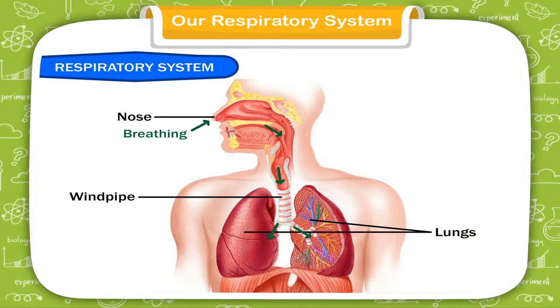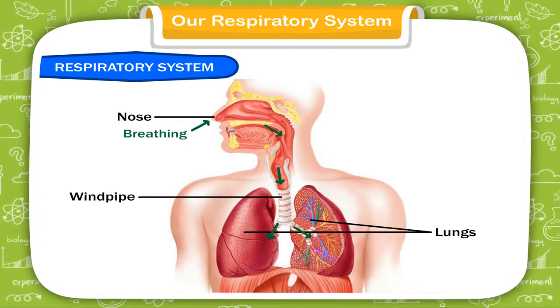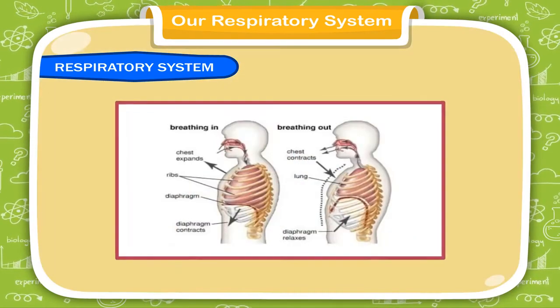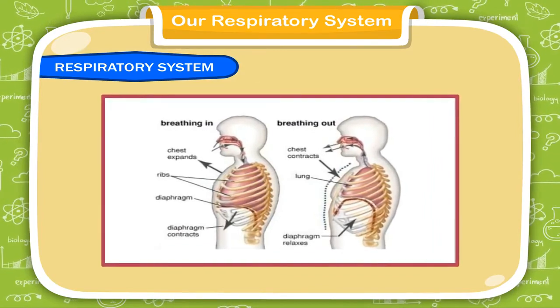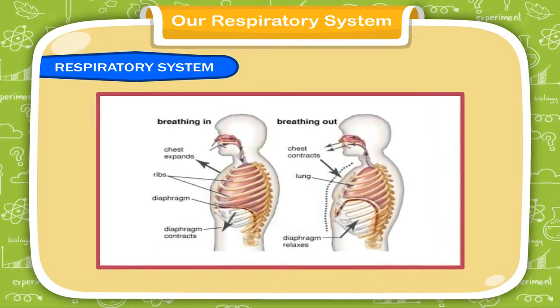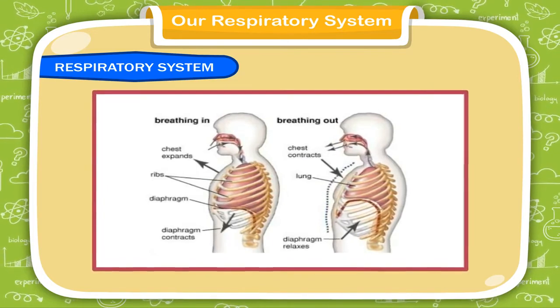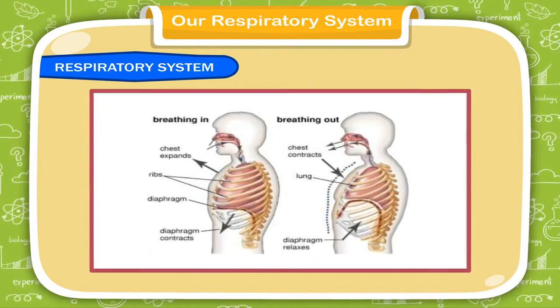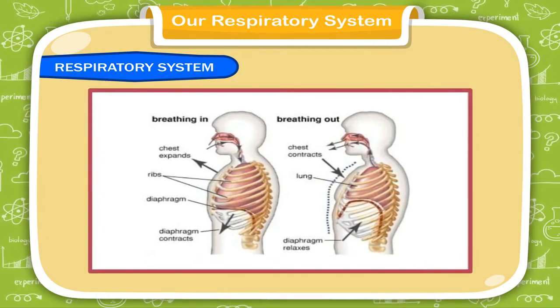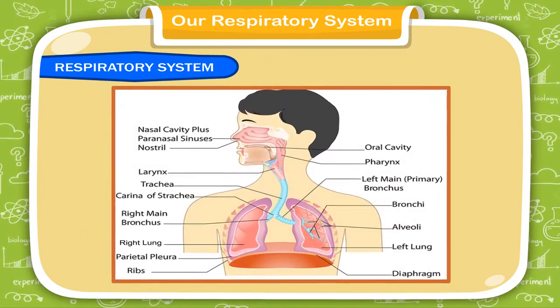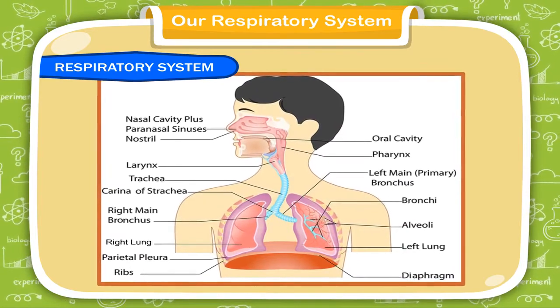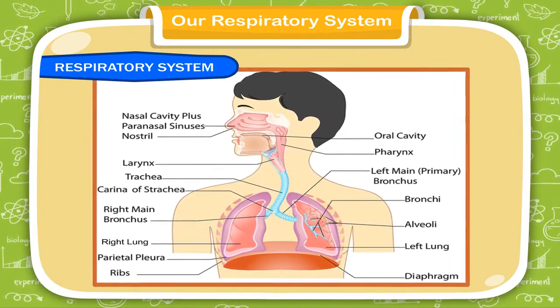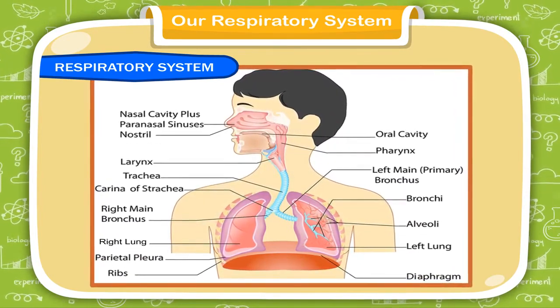The oxygen reaches all parts of our body through the blood. This oxygen burns the food we eat to give us energy. When we breathe out, harmful carbon dioxide comes out of our body through our nose. Breathing purifies our blood and helps us to obtain energy. Let us study the organs of our respiratory system and their functions.